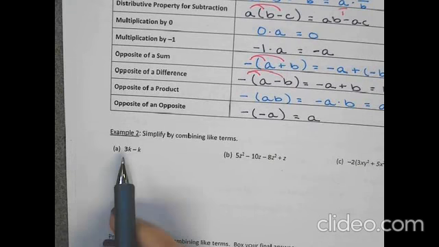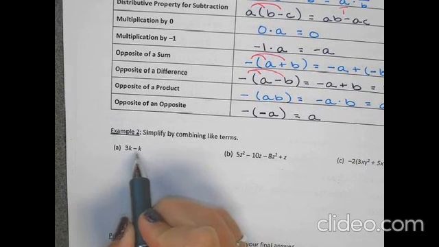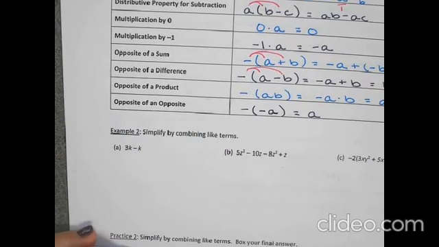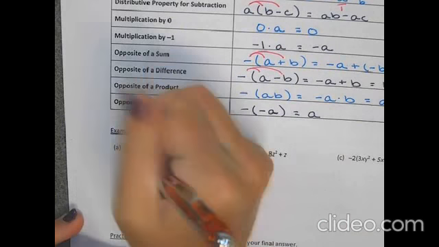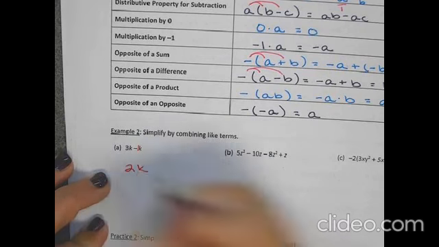So for the first one, 3k minus k, what is the coefficient in front of that k? What is it if we can't see it? 1. So if it helps you to write in that 1, you can do so. 3k minus 1k. If I have 3 cookies and I take away 1 cookie, how many cookies do I have left? 2 cookies, so I have 2 k's here.